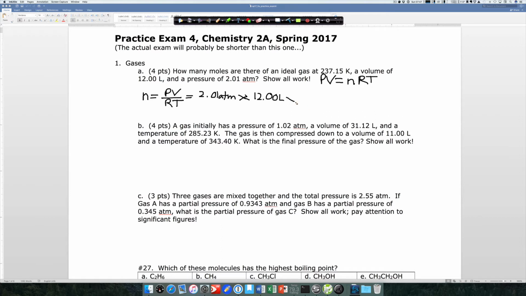And then times 1 over, because the R is on the bottom here, so I need to put this little placeholder 1 on top. And given on the back page of the test is the value for R, but you probably memorized it by now because this is used so often. And that's liter atmosphere per mole Kelvin. And then finally times 1 over, once again, because the temperature is on the bottom. The stated temperature is 237.15.